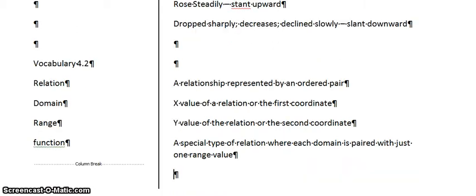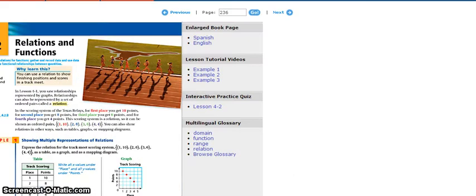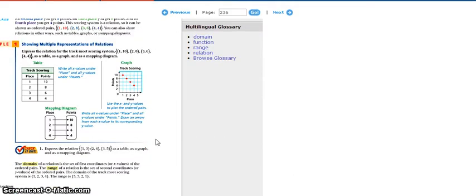And the mapping diagram is the best way to notice this because you can draw arrows. You can also see this on a graph, and we'll talk more about that in just a second when we look at the vertical line test. So a mapping diagram, on page 236, shows you that all the x values are with one y value, okay? You can also see it in a graph. Each point has an ordered pair, or we can see it in a table. First place got 10 points, second place got 8 points. This shows you relations, okay? Each one of these can be represented by an ordered pair.